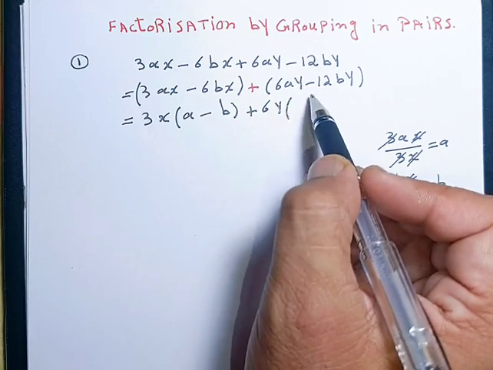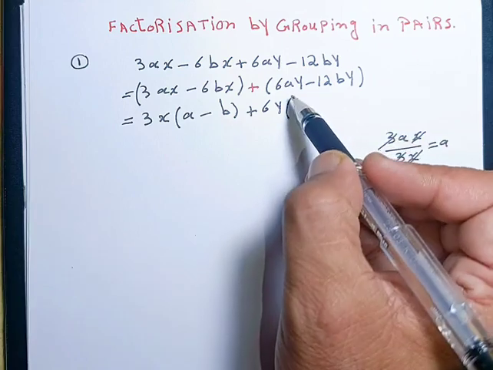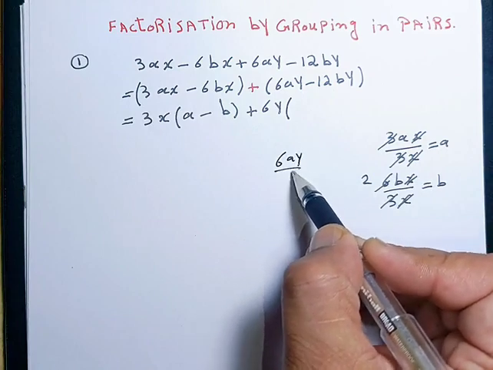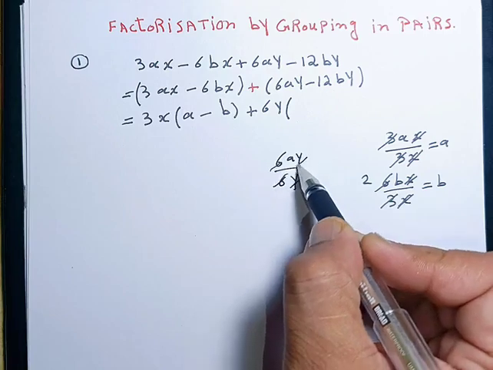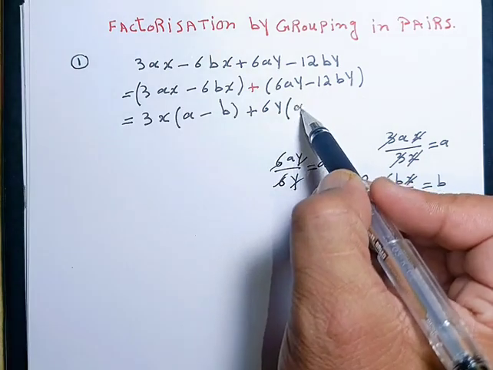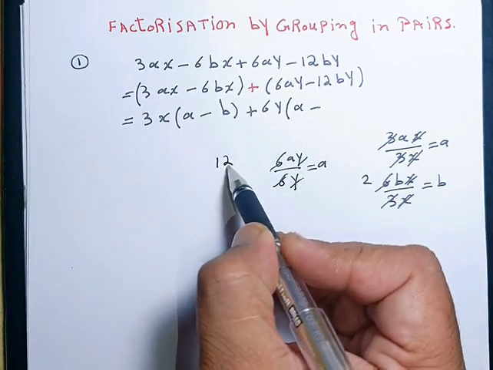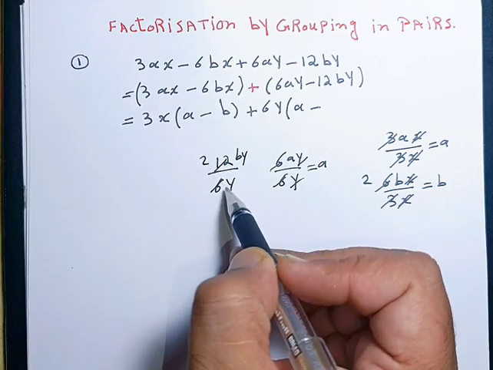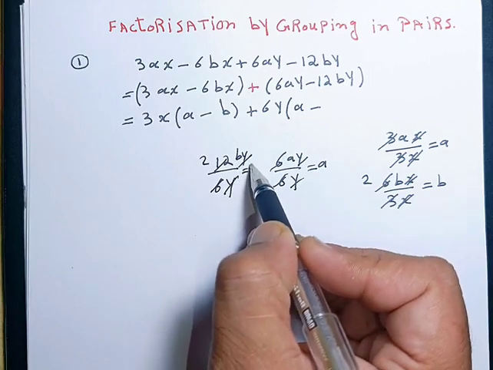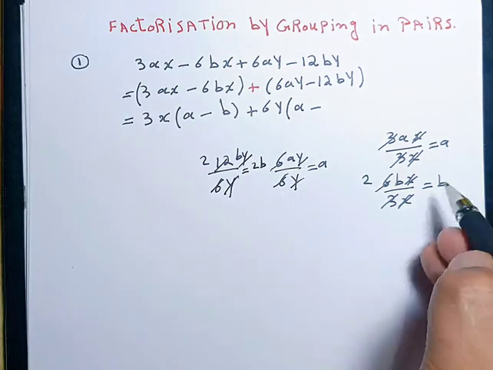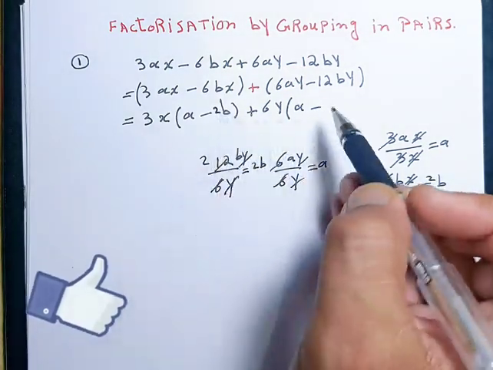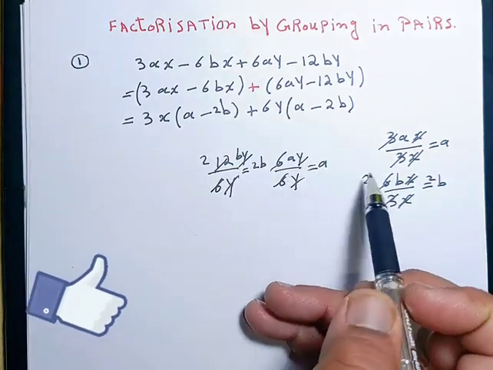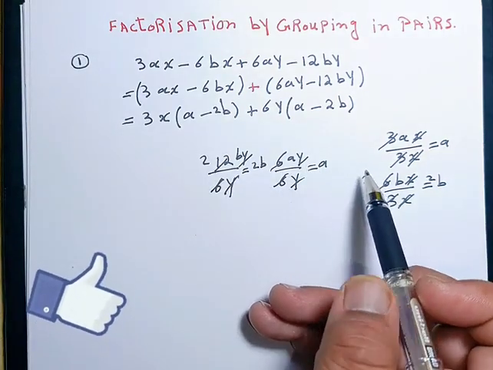Now we're busy with the second expression, the second bracket. Now we have 6ay. Again we do the exact same thing. 6ay divided by 6y, cancel, only a is left. Now minus 12by divided by 6y. 12 divided by 6 is 2, y and y cancel, only 2b is left. So here is 2b, and 2b. Now this procedure you must do on rough page or on the side of the page.